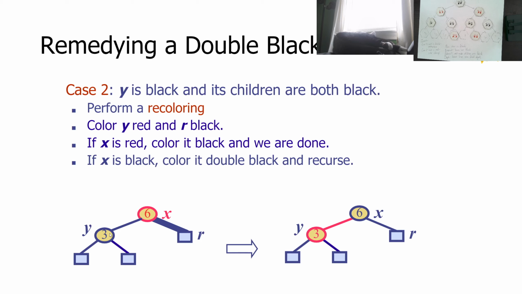If Y is black and both of its children are black, we're in a bad place, because there's no cheat day that we can use to absorb this double blackness. So what we're going to do is color Y red and R black. If X is red, we color it black and we're done. If X is black, we color it double black and keep on moving up the tree.